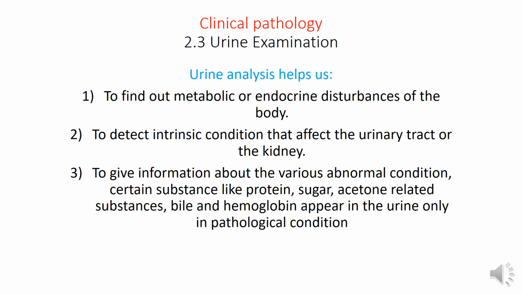But why do pathologists suggest urine examination? Because urine analysis helps us to find out metabolic or endocrine disturbances of the body, to detect intrinsic conditions that affect the urinary tract or the kidney, and to give information about various abnormal conditions, since certain substances like protein, sugar, acetone and related substances, bile and hemoglobin appear in the urine only in pathological conditions.